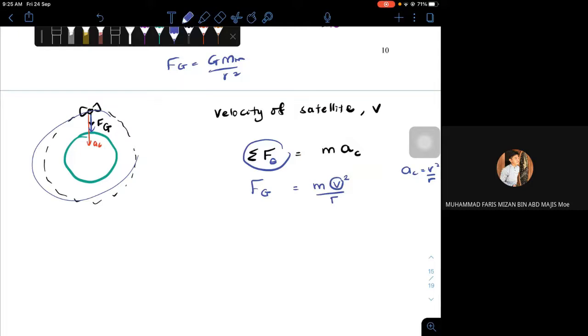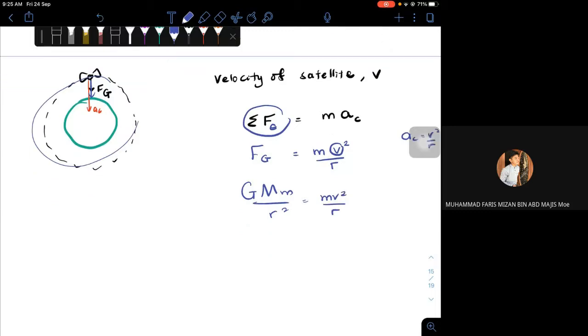It's okay. If this is too hard for you to digest, take your time. So this one formula GMm over r square is equals to mv square over r. So mass ni adalah mass of satellite, boleh buang. Miss nak cari v kan? So r ni boleh buang ke? Boleh kan? Jadi r je kan? So v akan jadi square root of GM over r.